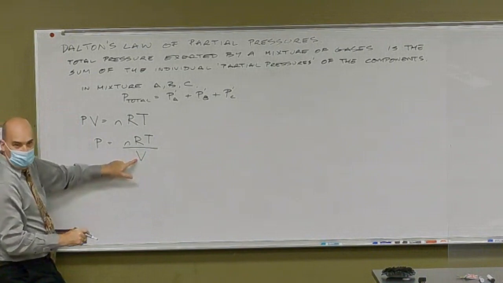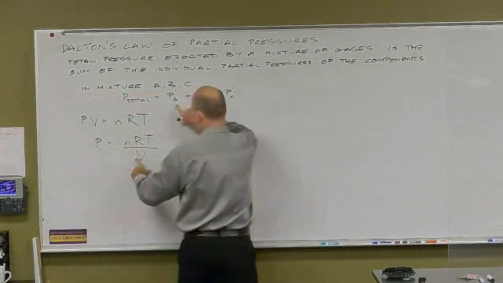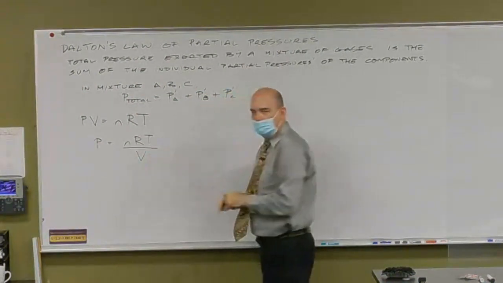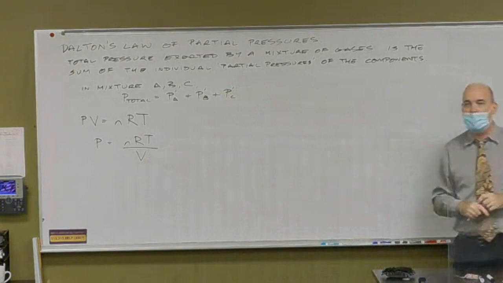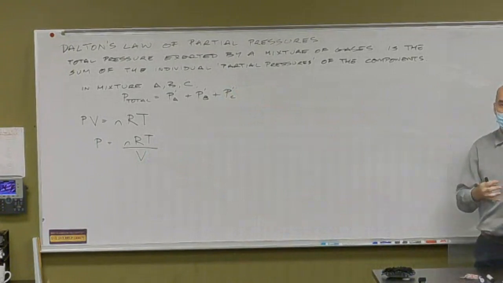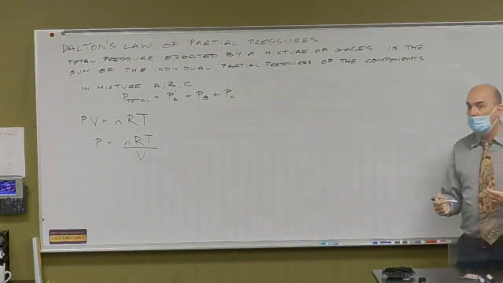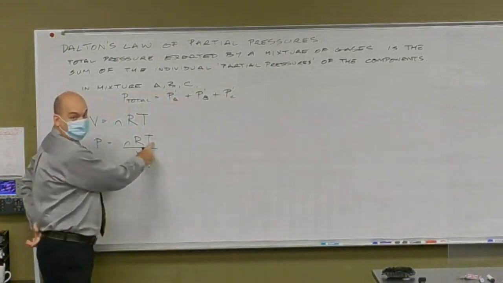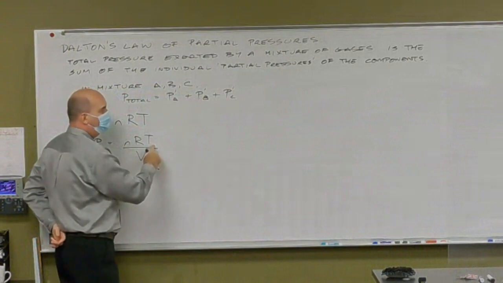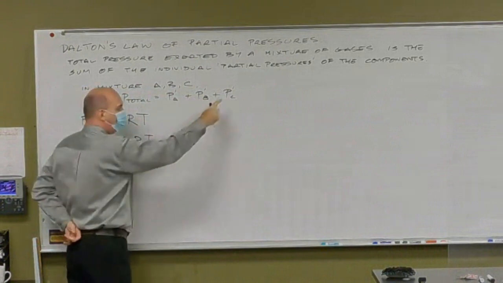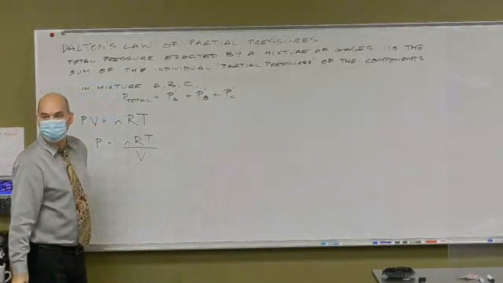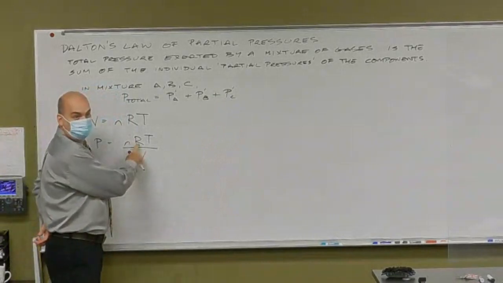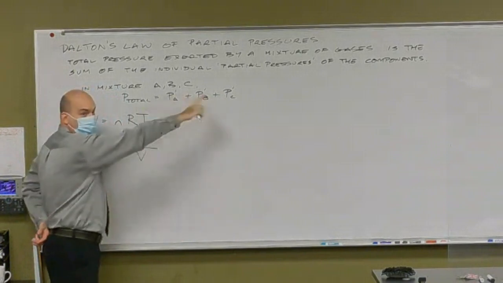Now the volume that A occupies is the same volume that B occupies, is the same volume that C occupies, because they're all in the same container. So the volume in the question is the size of the container. Gases fill their container entirely. T, the temperature of A, is going to be the same as the temperature of B, which is going to be the same as the temperature of C. They're all at the same temperature. R is a constant, and it's a constant for all of them. It belongs to all of them.